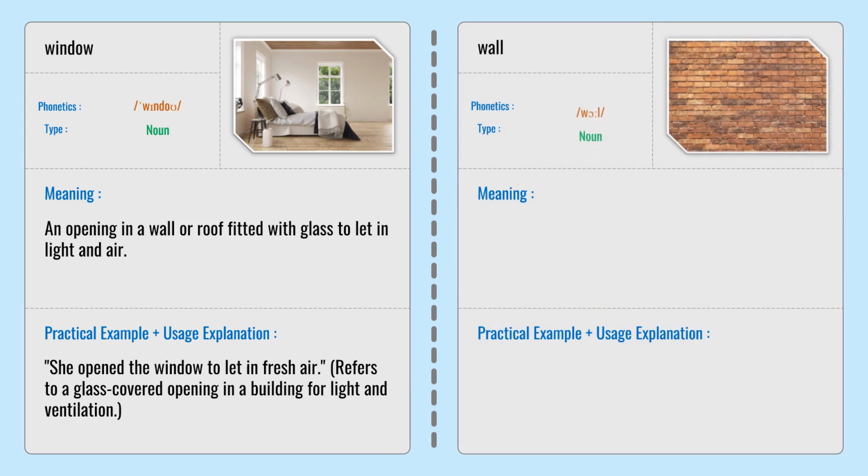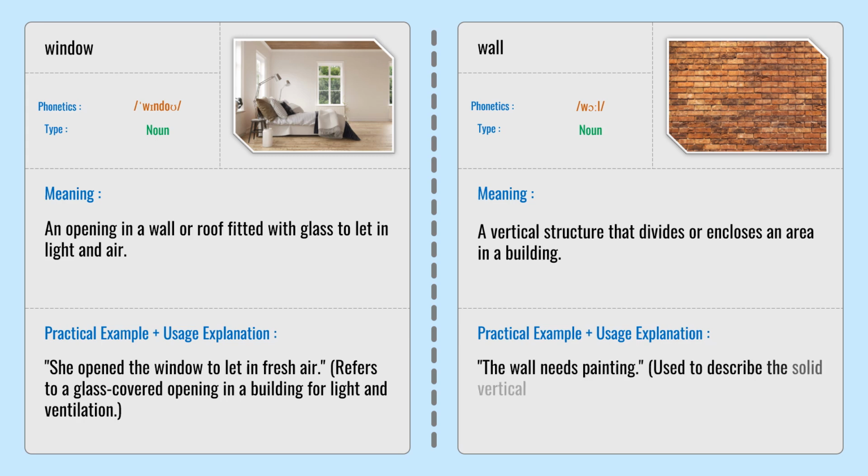Wall. A vertical structure that divides or encloses an area in a building. The wall needs painting. Used to describe the solid vertical surface that defines a room's boundaries.